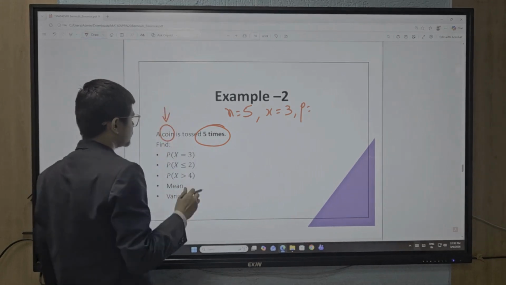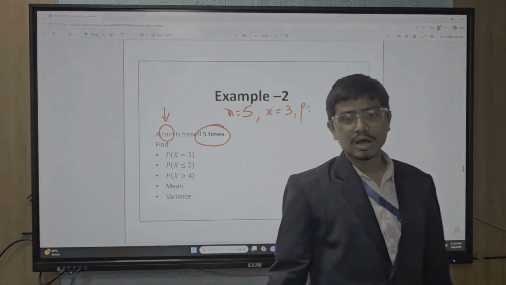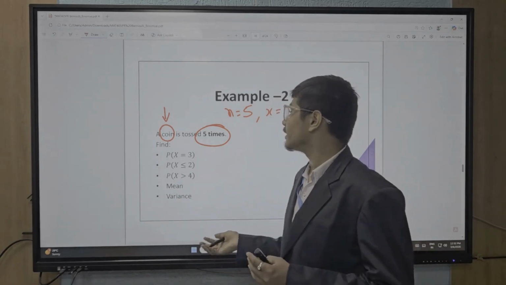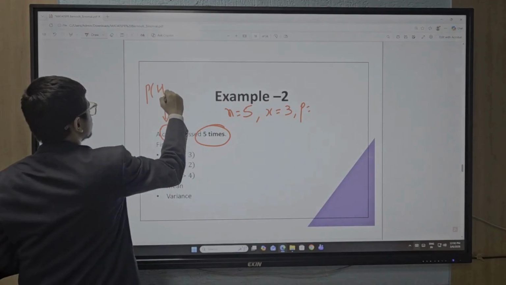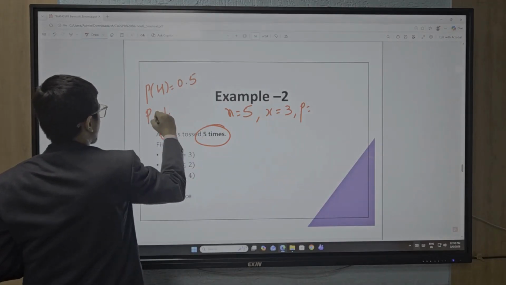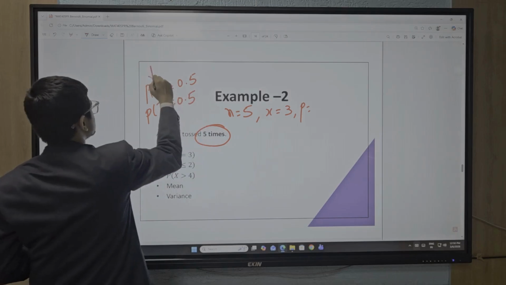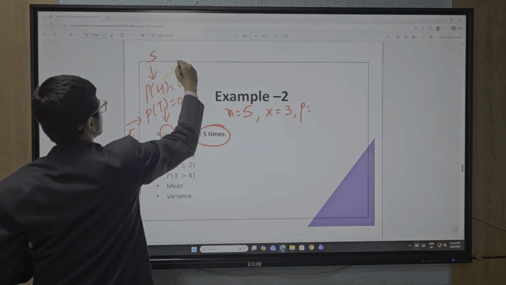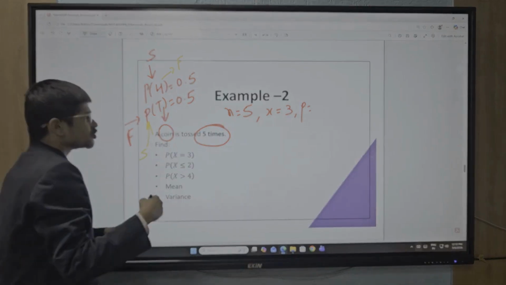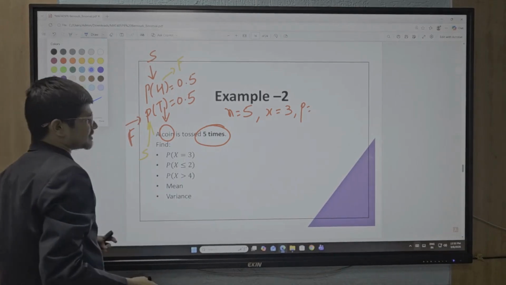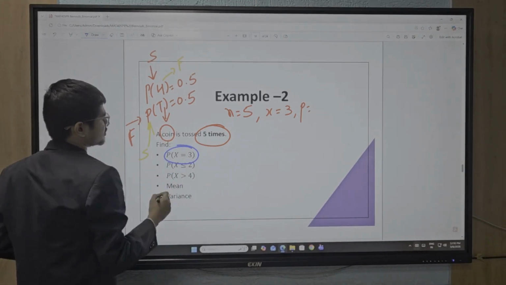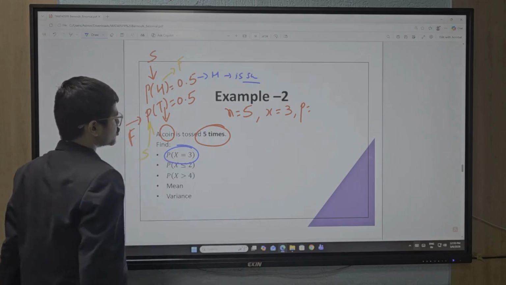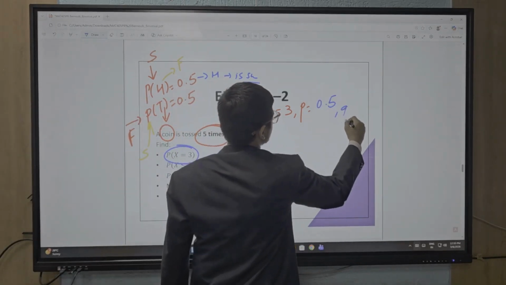Whenever we are considering this type of sum and we cannot get the probability by ourselves, you can consider the probability of head is 0.5 and probability of tail is 0.5. Means this is your success, then this is your failure. You can also consider it the other way round, and you get the same answer. In general we consider head as our success. So P is 0.5 and Q is also 0.5.